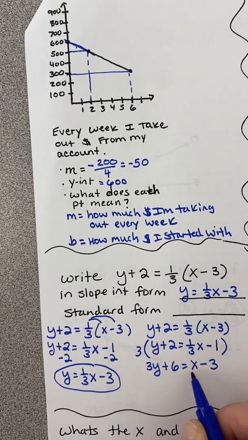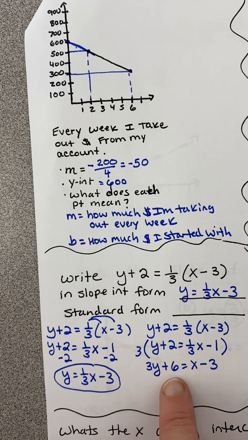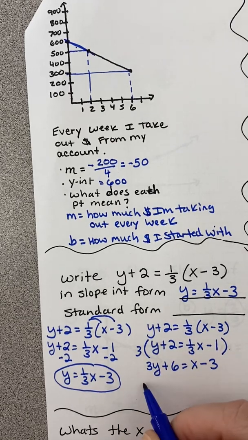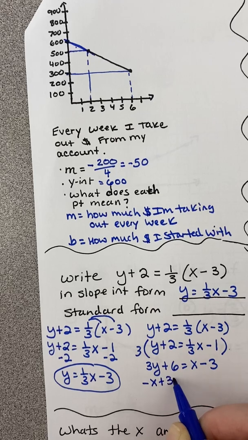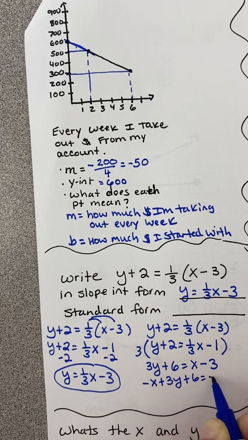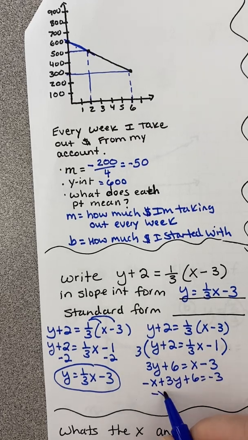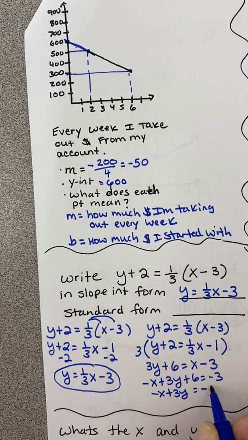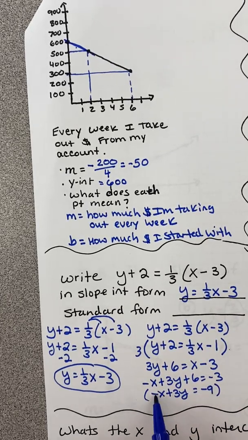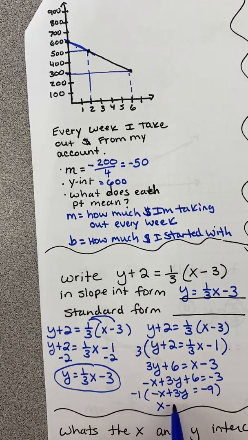Okay, I'm going to subtract x from both sides because I want it to go x, y, answer. Subtract x from both sides. Let's get rid of my plus 6 by subtracting 6 from both sides. And now also in standard form, my a, this guy right here, can't be negative, so I'm going to multiply by -1, and it's going to change the signs of everything. And that is my answer in standard form.